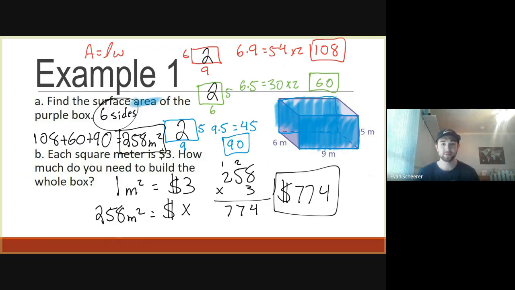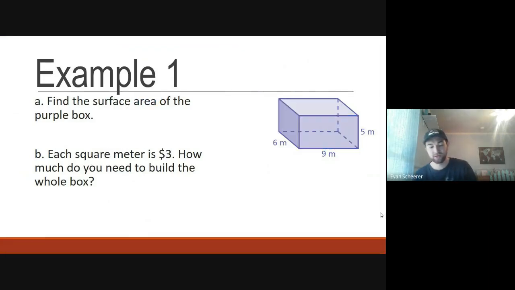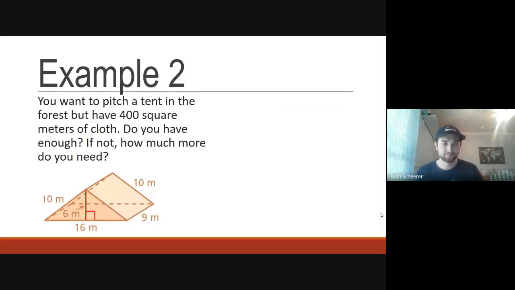Hopefully that makes sense, guys. We are just finding the surface area, finding all 6 sides and adding them together. But you don't need to find all 6 separate because a lot of them match. So let's go ahead and go to our next example.